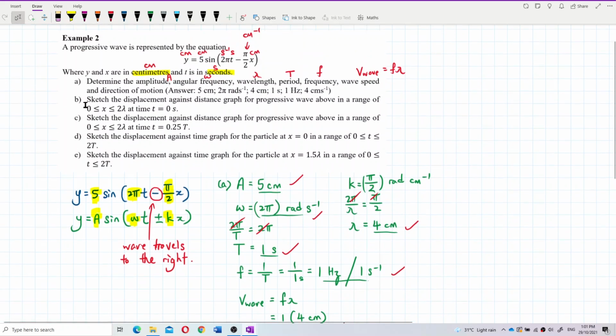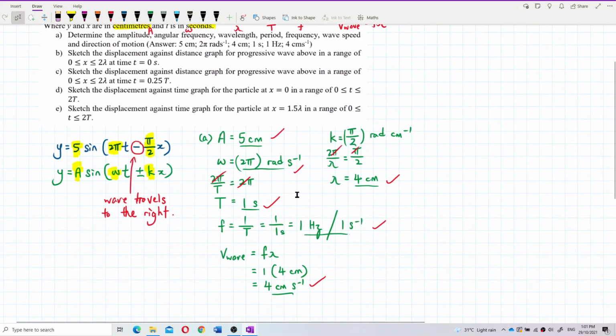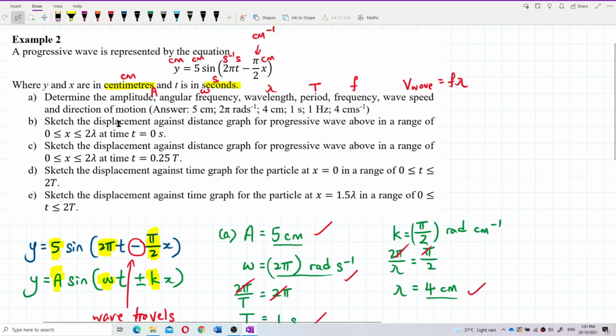So we proceed to question B. Let's do question B. Now we need to sketch the displacement against distance graph for the progressive wave above in the range of 0 to x. That means in the range of x between 0 to 2 lambda. So we need to draw at least 2 wavelengths at time t equal to 0 second.